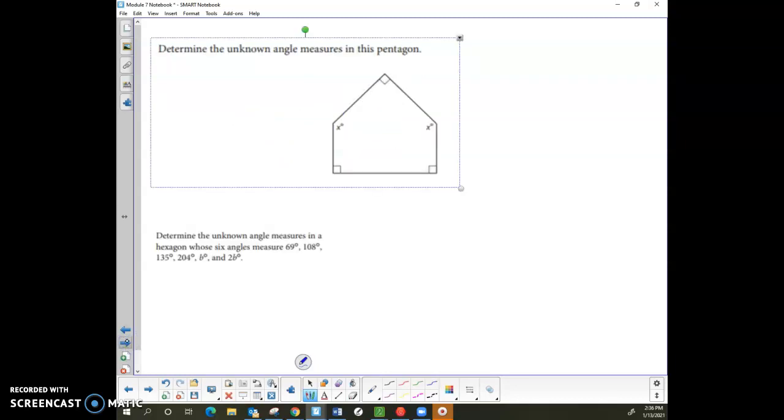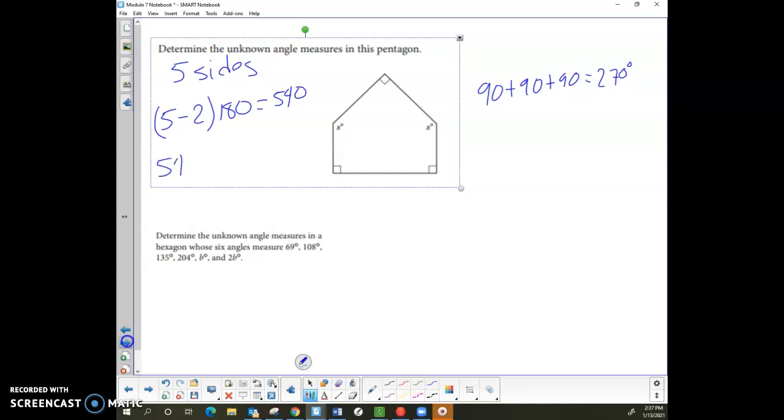All right, I have a pentagon. So we have 5 sides. Okay, so to find the value of x, we need first of all figure out how many degrees are in the pentagon total. So 5 minus 2 times 180. So 3 times 180 gives us 540. All right, we need to add up what we have. So we have 90 plus 90 plus 90, which is equal to 270.